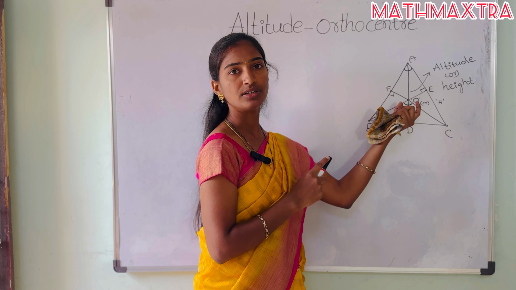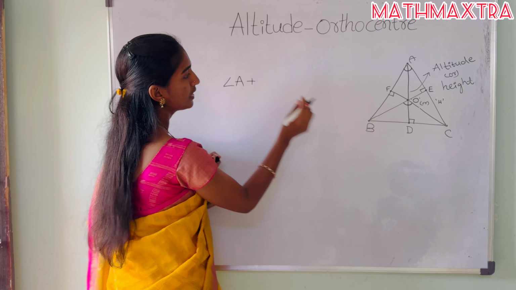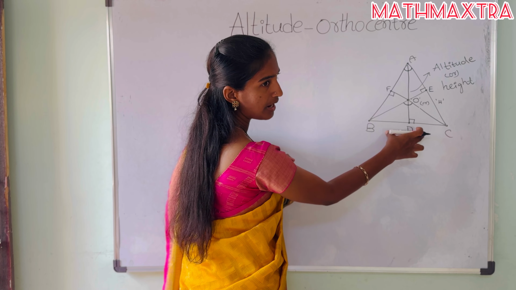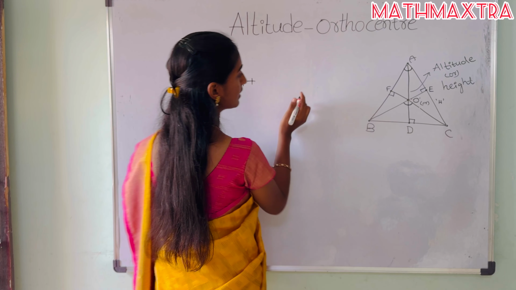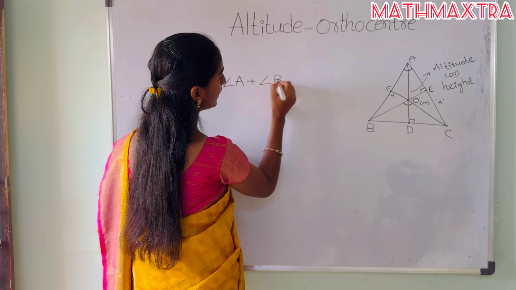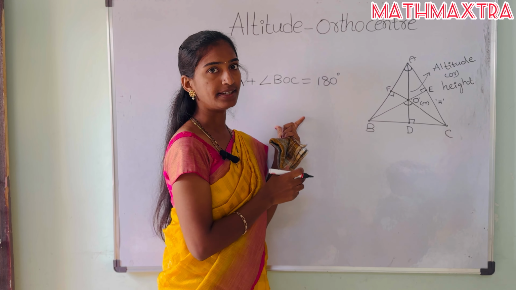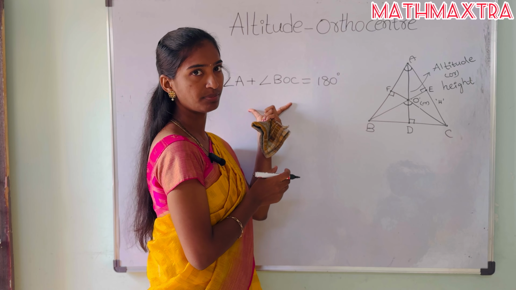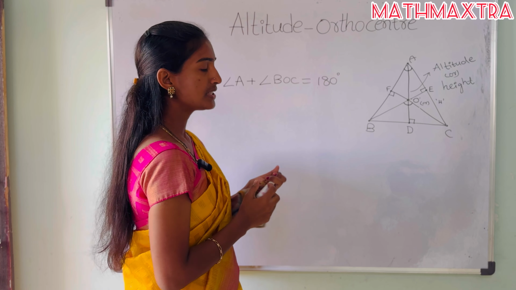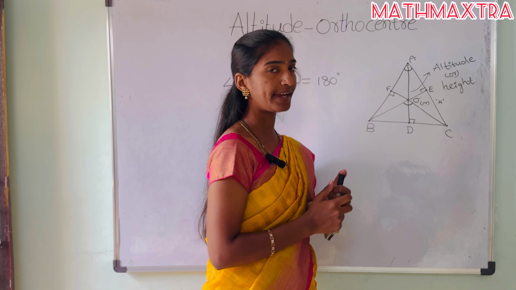This is the relation between the vertical angle and the angle subtended by the opposite side at the orthocenter. It is very important while solving questions related to finding angles. So the vertical angle, angle A, plus the angle subtended by the opposite side at the orthocenter, angle BOC, is always equal to 180 degrees. This is the relation you have to remember. Next, we'll see what an orthic triangle is.